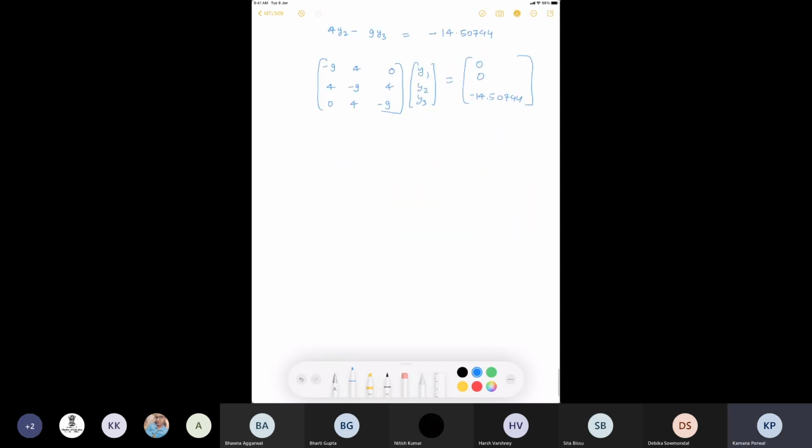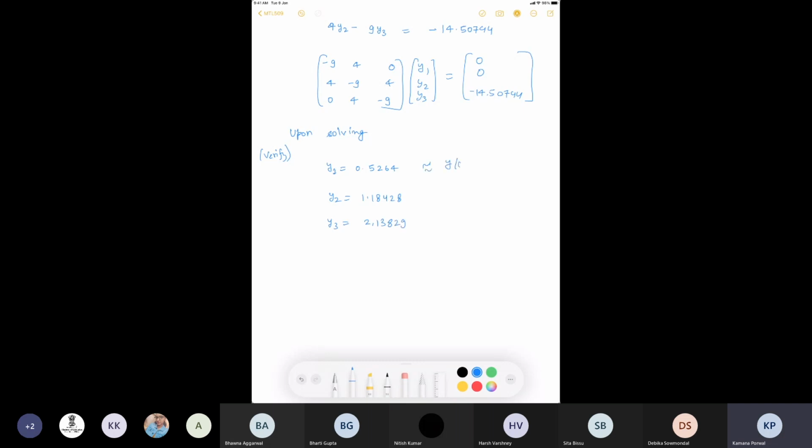So the solution is going to be, you can verify, y1 will come out to be 0.5264, y2 will be 1.18428, y3 is 2.13829. Okay, so this is basically the approximation of y at 0.5. This is the approximation of y at 1, and this is the approximation of y at 1.5.